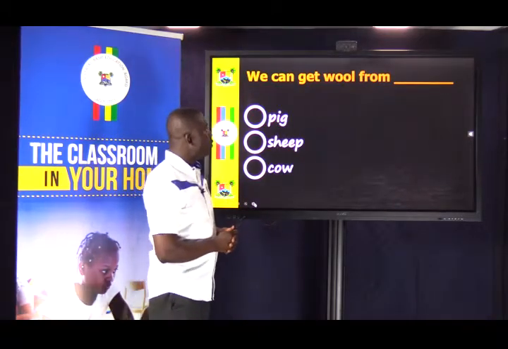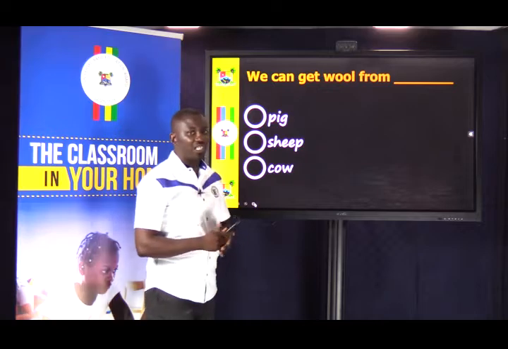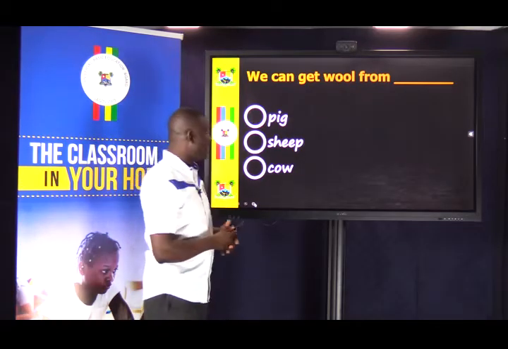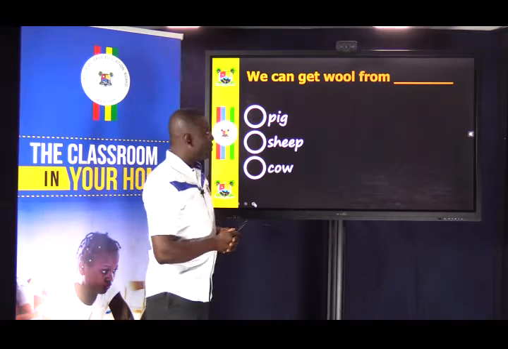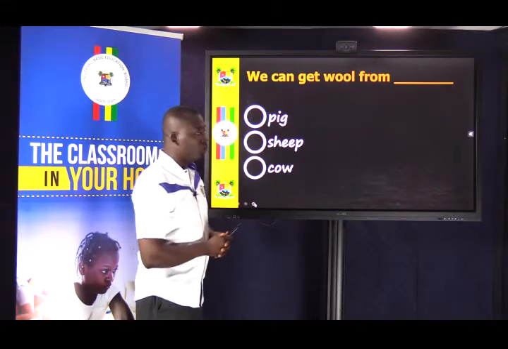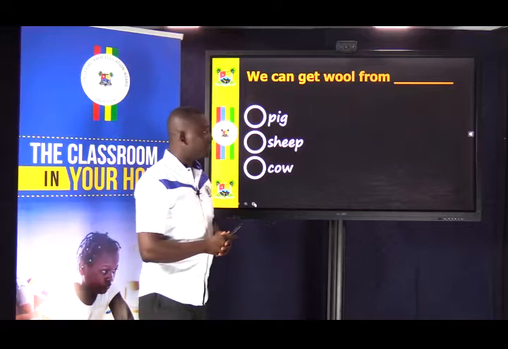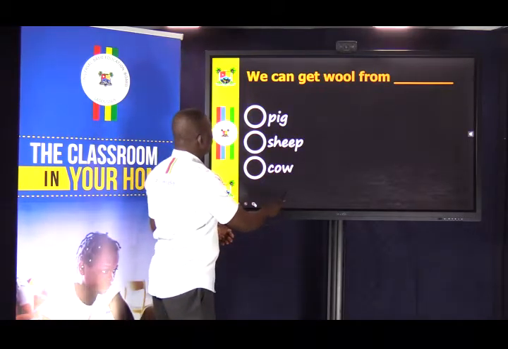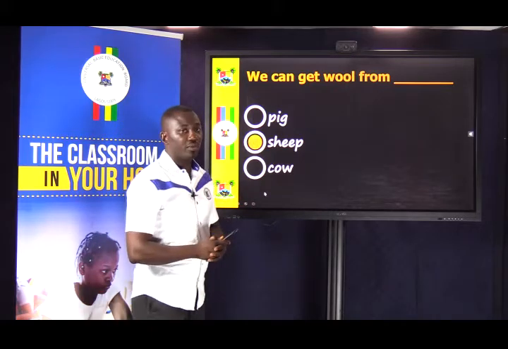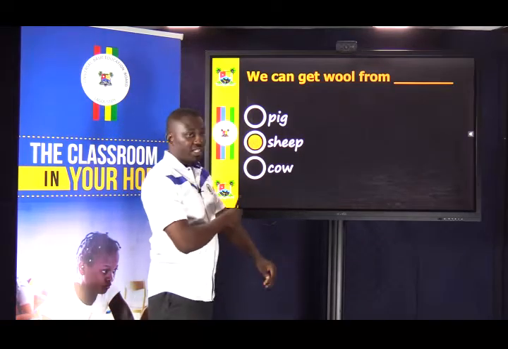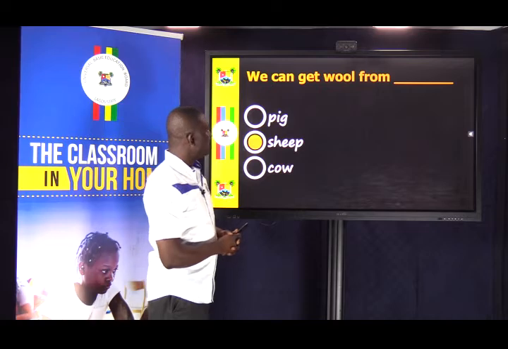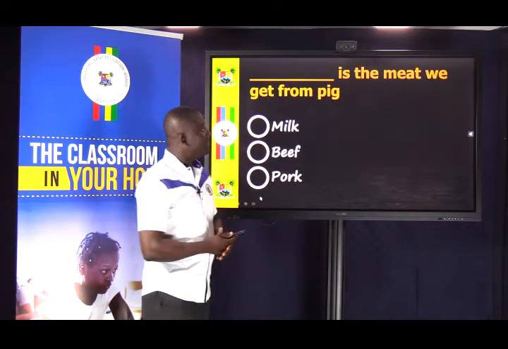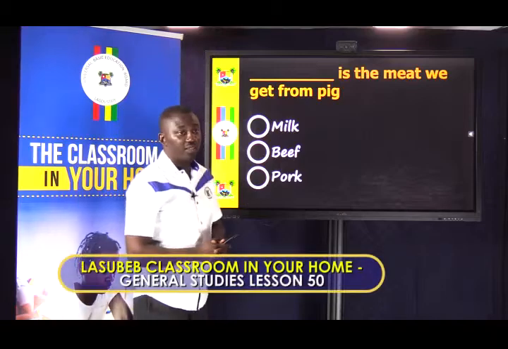We can get wool from dash. From which animal can we get wool? Is it from pig, from sheep, or cow? Have you put down your answer? We can get wool from sheep, from their skin. On to the next question.